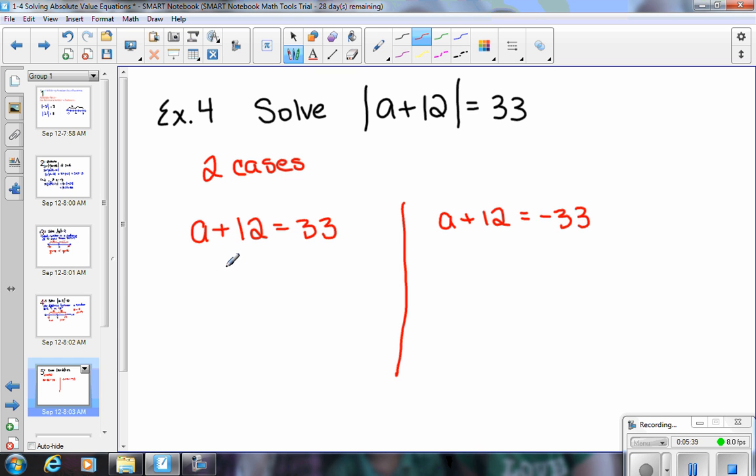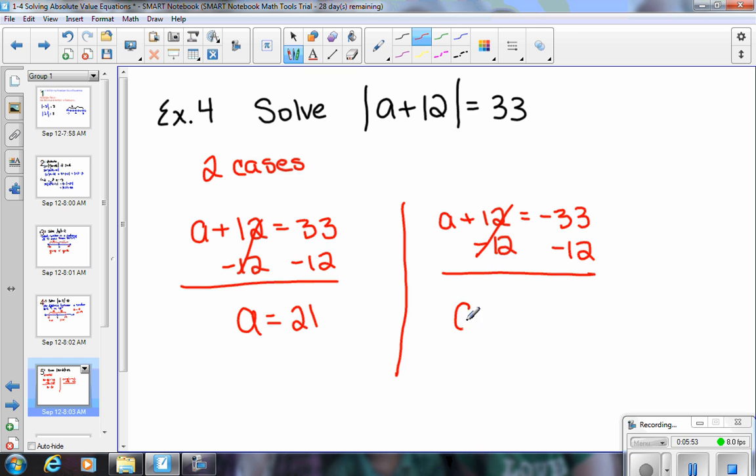So now we just solve the equation. So we're going to here subtract 12. So we get A equals 21. And here we also subtract 12. And we get A equals negative 45.